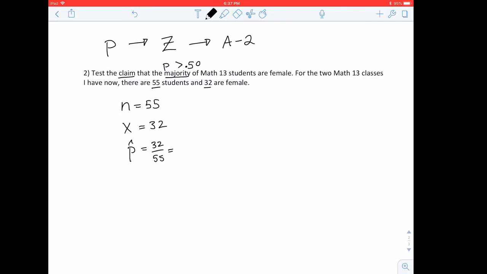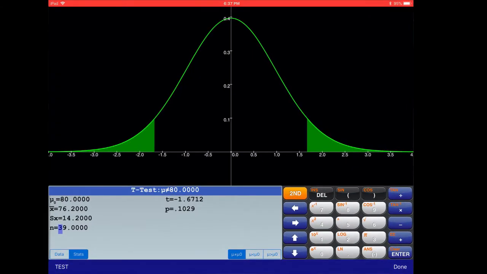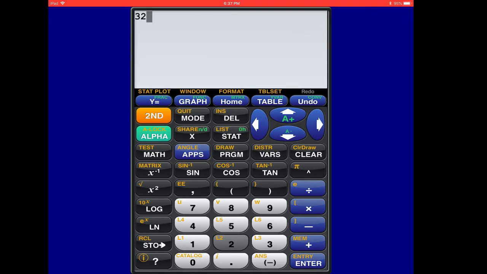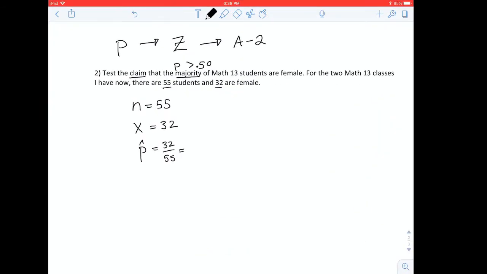Let me move over to the calculator. 32 divided by 55 is, if I round that to 3 decimals, it's 0.582. So that definitely is over 50%, but is having 55 people really enough to prove it in general? That's what we're doing here. So the claim is that the proportion is over 50%.